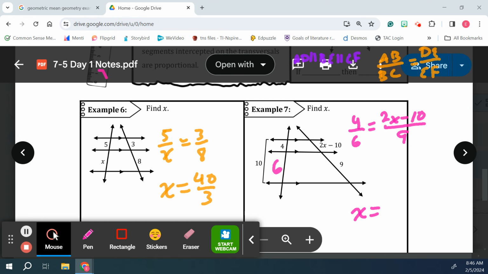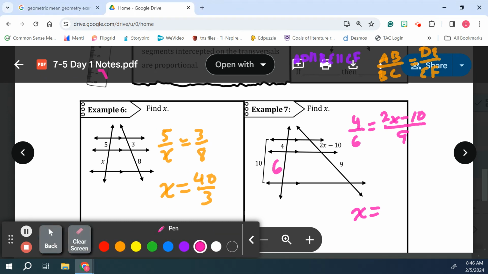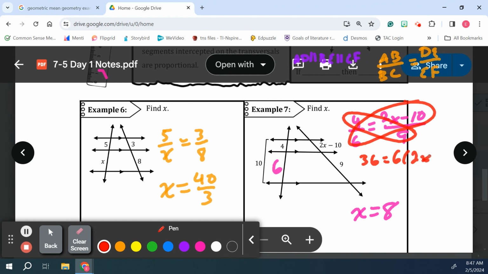All right, who's got it? What does x equal? 8. Nice job. Questions on that? Does anybody need to see this? Okay. So I cross multiply, which leaves me with 4 times 9, which is 36. And then this is going to be 6 times 2x minus 10. I distribute the 6. So it's going to be 36 equals 12x minus 60. Add the 60.